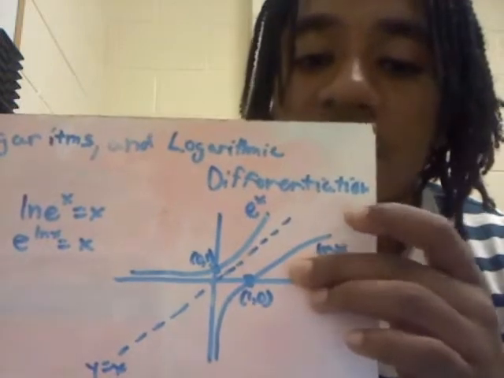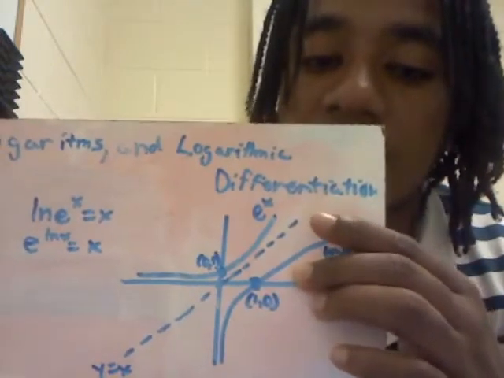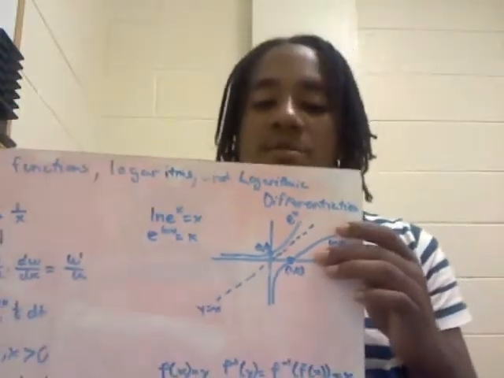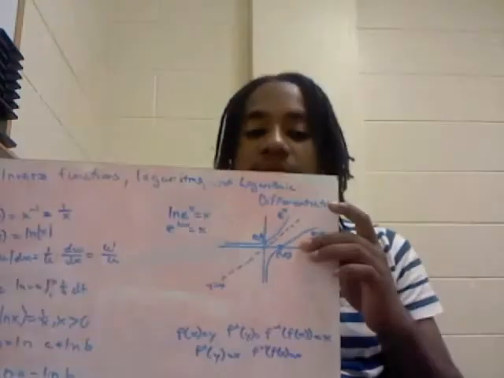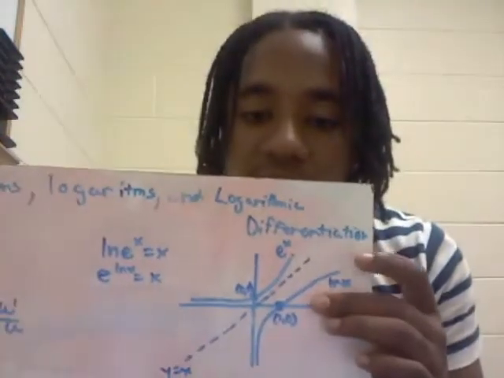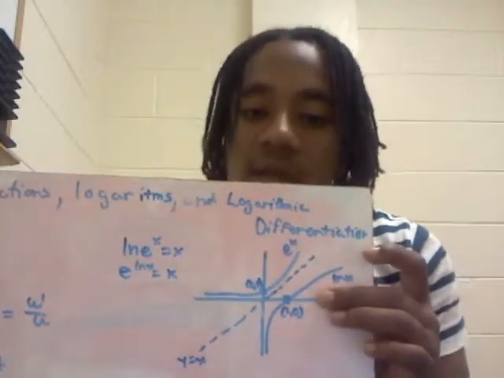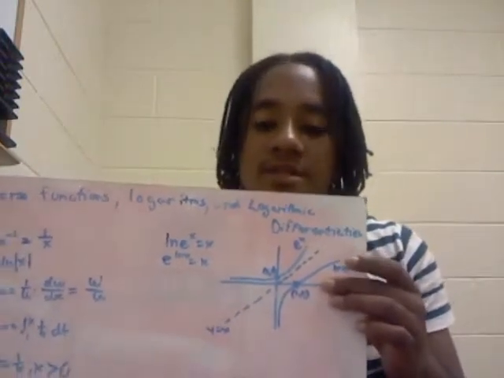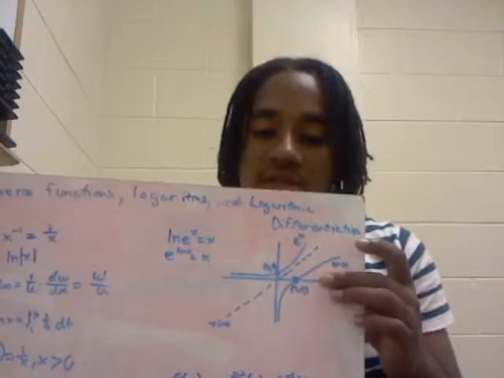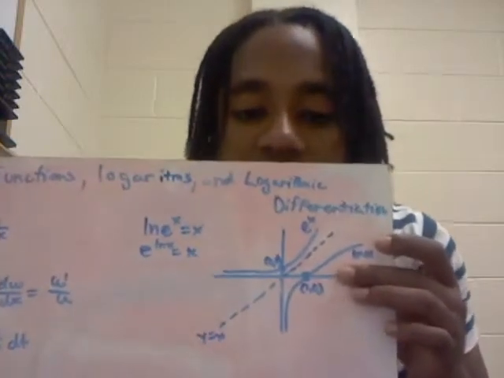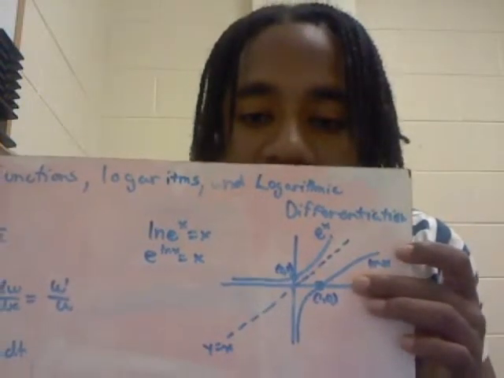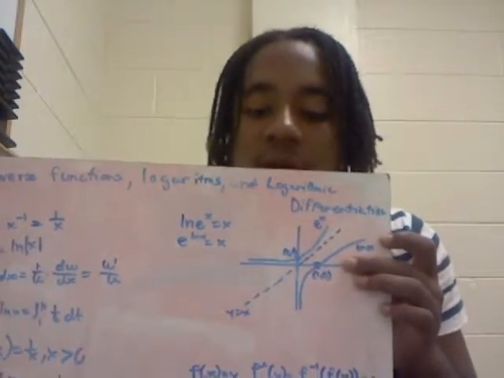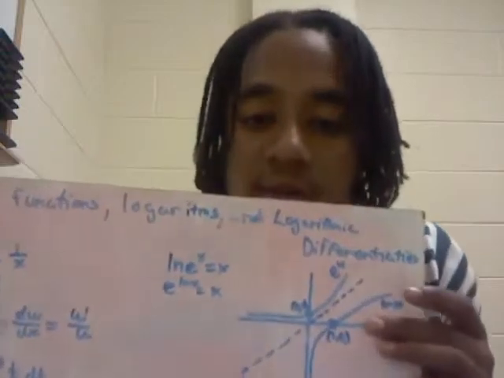Now, as you can see, coming through the middle is a dotted line of y equals x. This proves that there are basically reflections over this line. E to the x and natural log of x are both reflections of each other over y equals x, which in turn proves that both of them are inversely related and equal out to x.